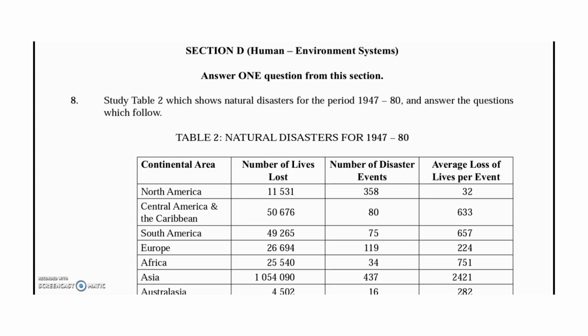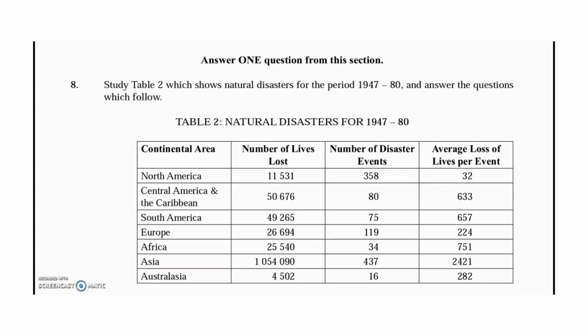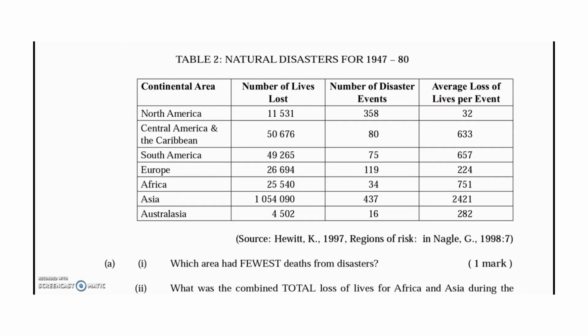All right, take a couple of seconds and look at the table. You have seen natural disasters there for the continental areas: North America, Central America, Caribbean, Europe, Africa, Asia, Australia. The number of lives lost, number of disaster events, and the average loss of lives per event. Now, which area had the fewest deaths from disasters? Folks, if you look at it from the general overview, look at which area had the fewest number of deaths. You can see simply number of lives lost will be for Australia, Australasia to be honest. All right, so one mark.